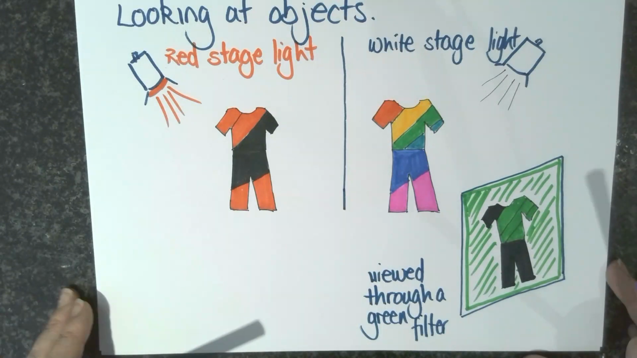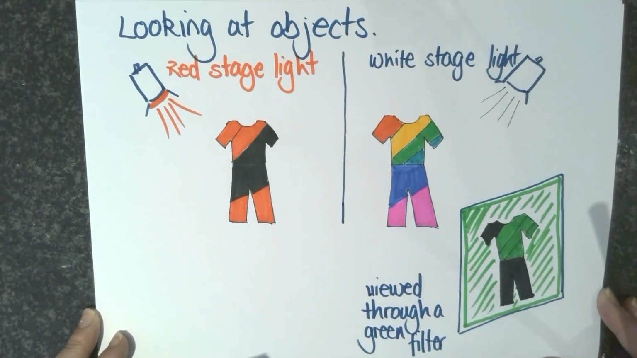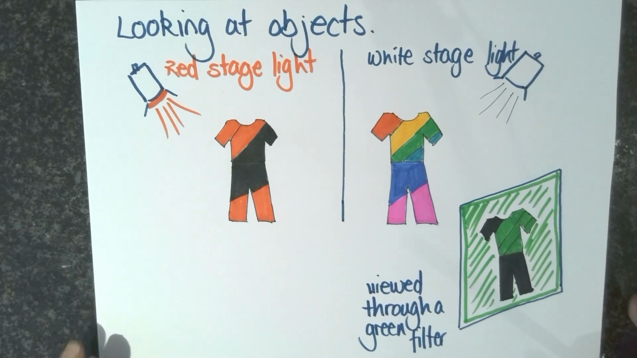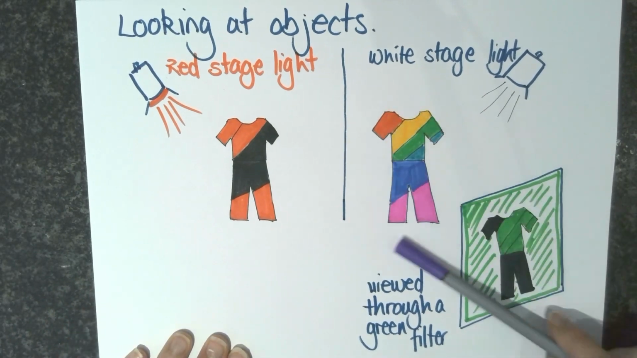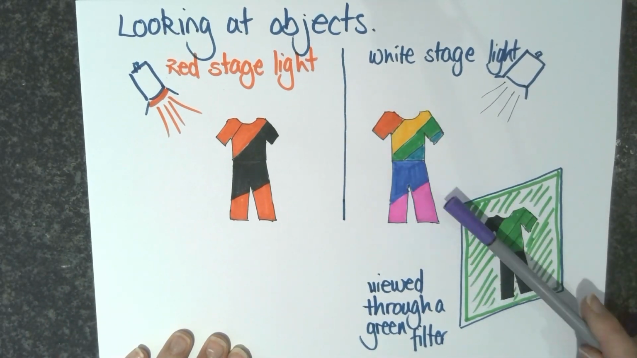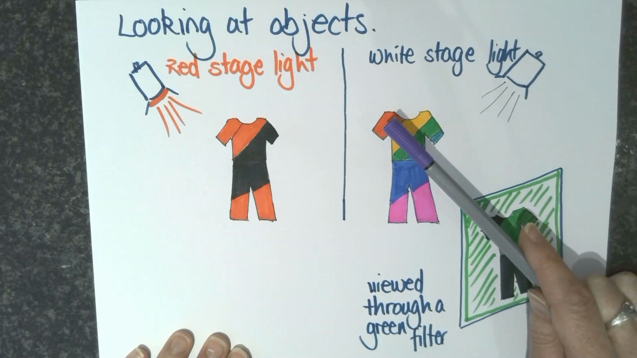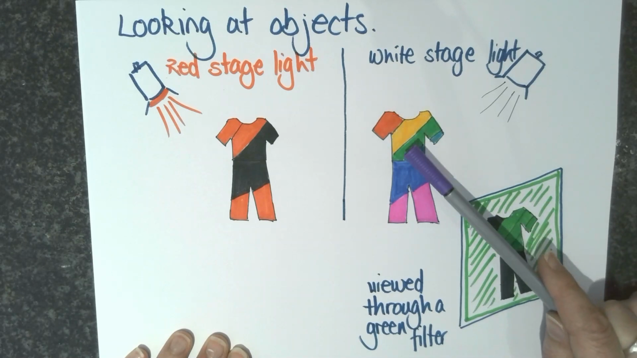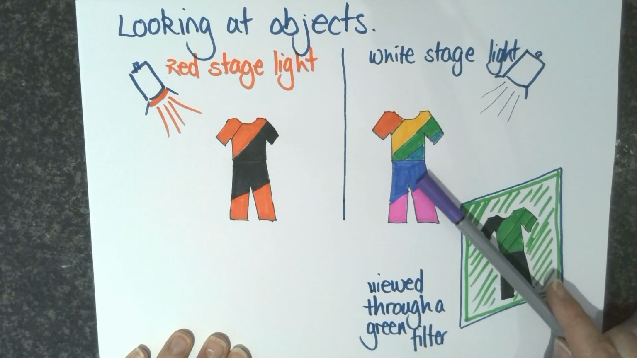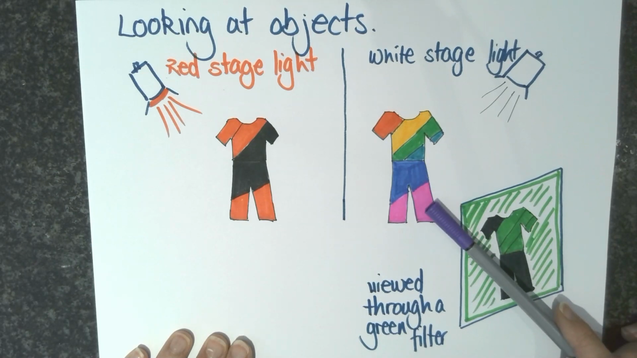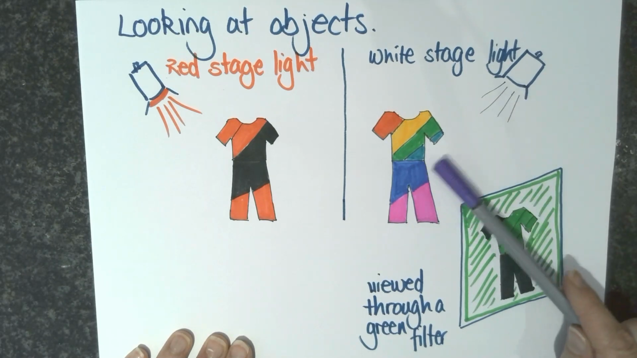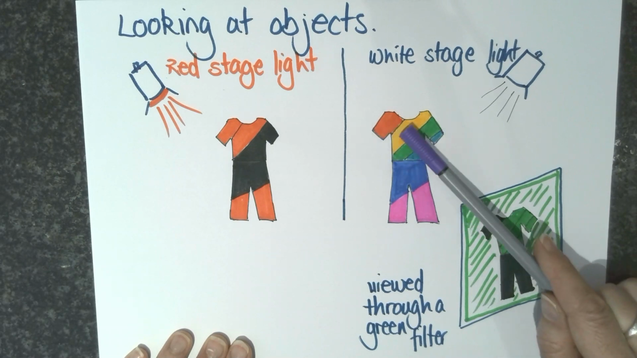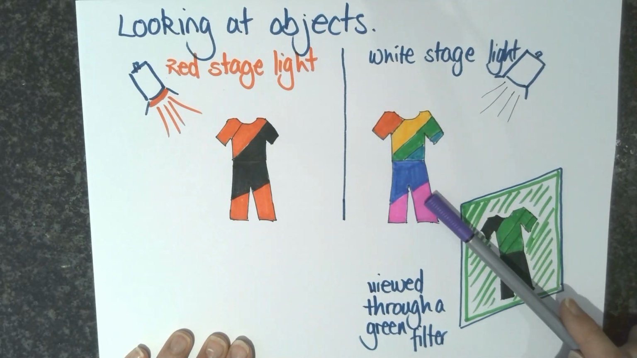Now, when we look at objects under different lights, they will look different. So here we have some rainbow clothes, just to show the different colours. We've got red, yellow, green, cyan, blue, and magenta. Under a white stage light, they will look red, yellow, green, cyan, blue, and magenta.